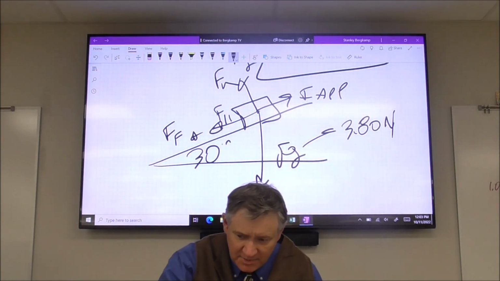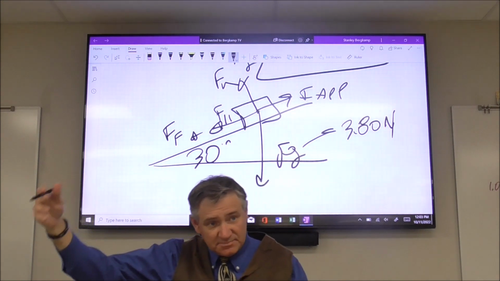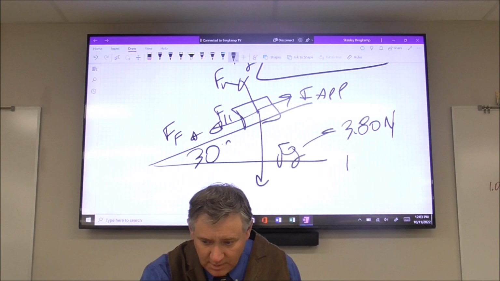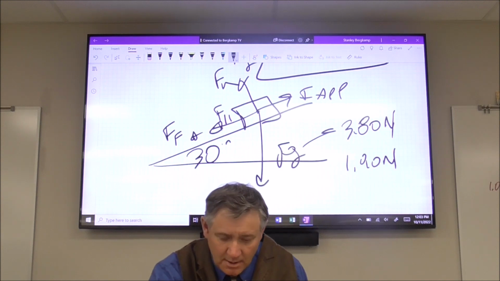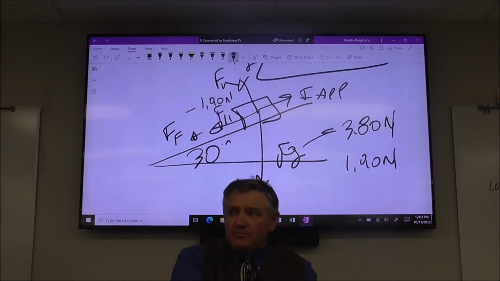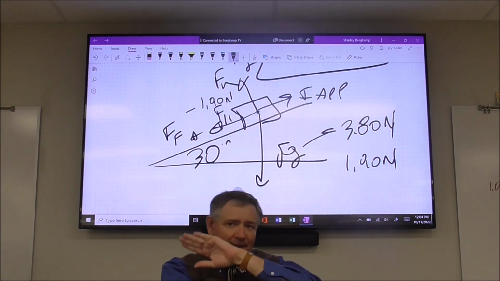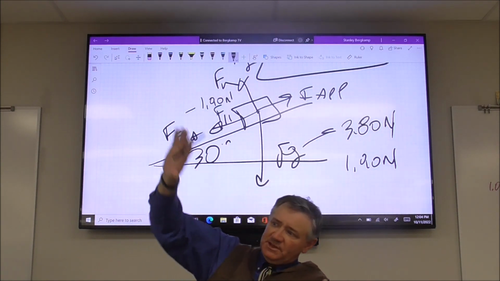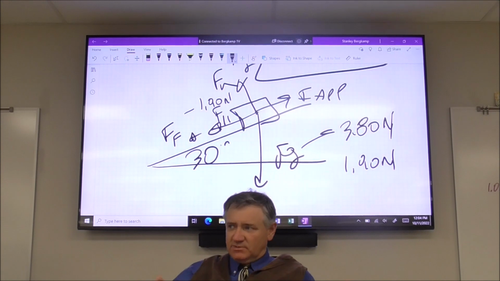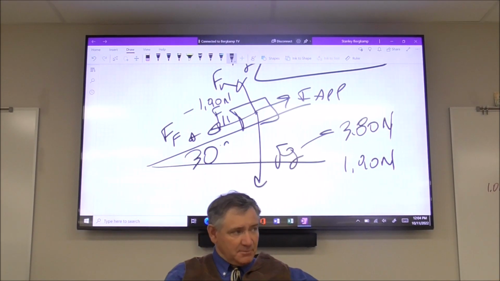So, because you're at a 30-degree angle, your force parallel is half of that, because the sine of 30 is 0.5. You take sine of 30 times 3.8, you would get 1.90 newtons. So, that means that force parallel is negative 1.90 newtons. So, at a minimum, to pull this thing up the hill, you have to apply 1.90 newtons of force. At a minimum, okay? Because you have to overcome gravity.